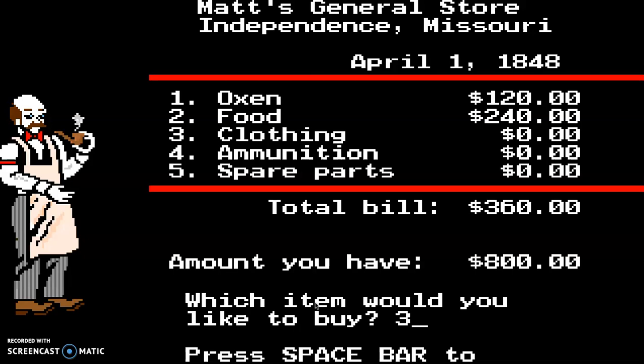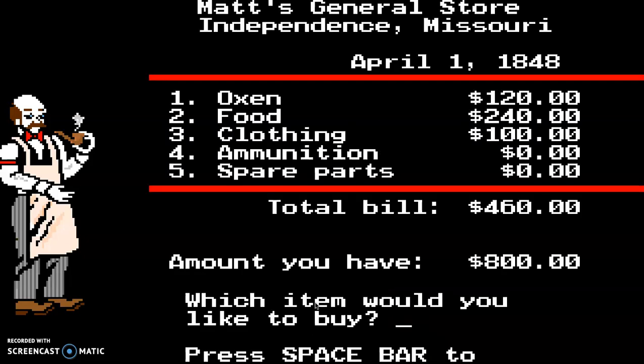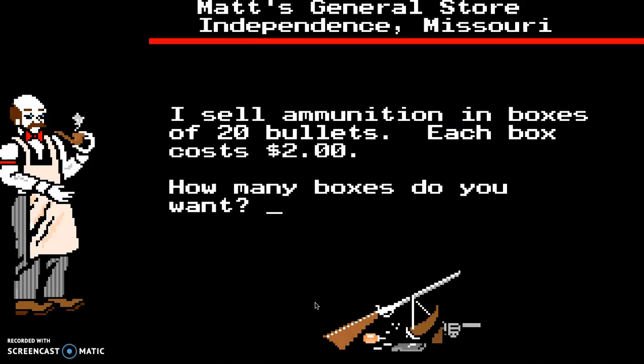Now I'm doing clothing because that's important. 2 sets of clothes per person. Each set is $10. There are 5 people times 2 sets. I want 10 sets of clothing. Okay, ammunition. This one will be popular. Number 4. Ammunition and boxes of 20 bullets. Each cost $2. Okay, 20 bullets. I'm going to start with maybe 100. I'm a pretty good shot. If you're not a very good shot, buy more. So 100 bullets, I would need 5 boxes.